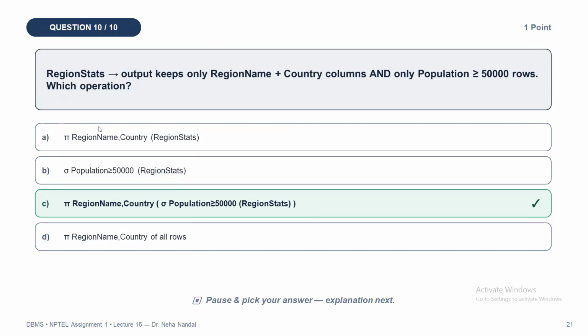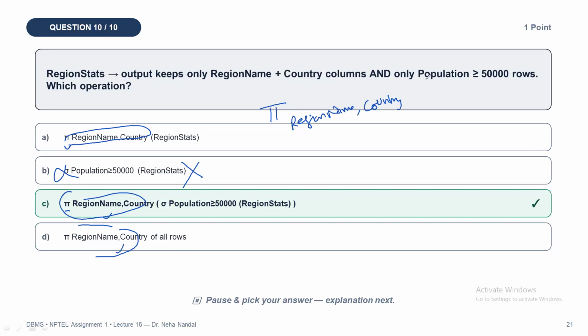So which operation will fit this query? It needs two operations. Output keeps only region name and country, so we are talking about projection here. In projection we'll have two things: first, region name, comma, country. You have to check all the options. This one is keeping both, so it can fit. This one is not at all utilizing projection, ruled out. This one is keeping both, so it can fit. It is also keeping both. Now let us see the further thing.